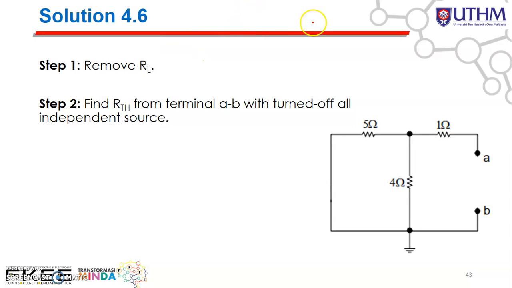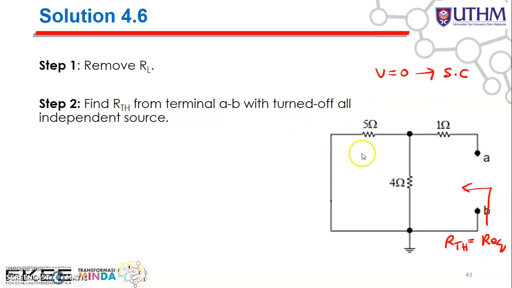So when your voltage source is off, meaning that your V is 0, V is 0 is your short circuit condition. Okay, so that's why we short it here. Alright, and then we need to find the R equivalent from the terminal AB. Okay, so here your R equivalent will be equal to your R Thevenin.